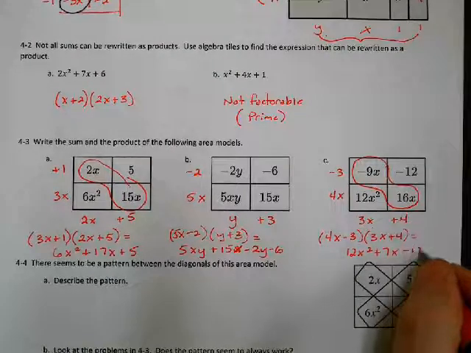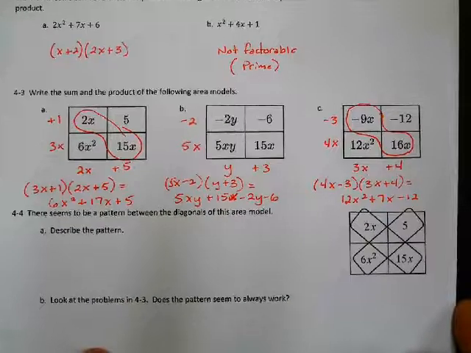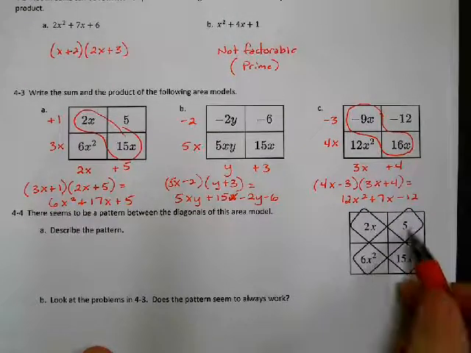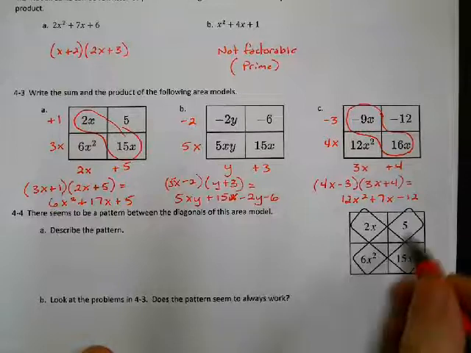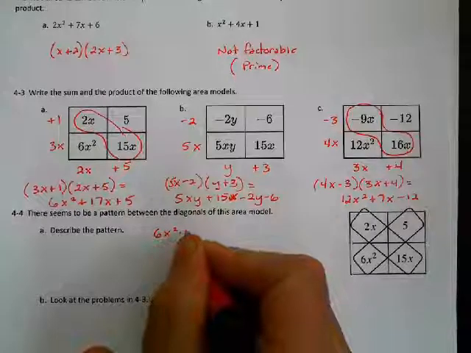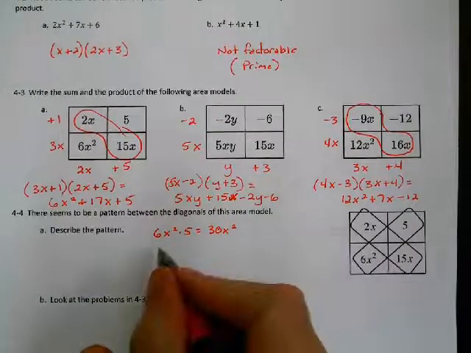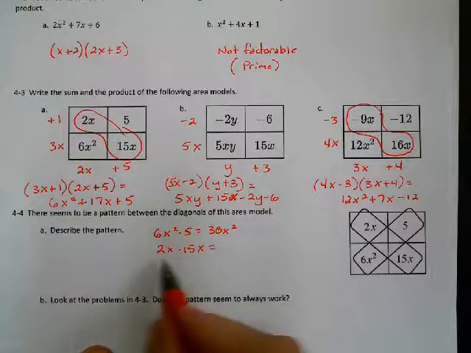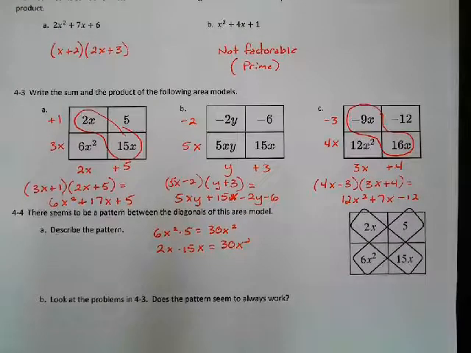All right, there is a pattern between the diagonals of the area model. If I'm looking at the diagonals, 6x squared and 5, 2x and 15x, there's actually a pattern there. If we multiply our diagonals, 6x squared times 5, that's 30x squared. The other diagonal is 2x times 15x, and that also equals 30x squared. So that's a pattern going on. The product of the diagonals equals each other.